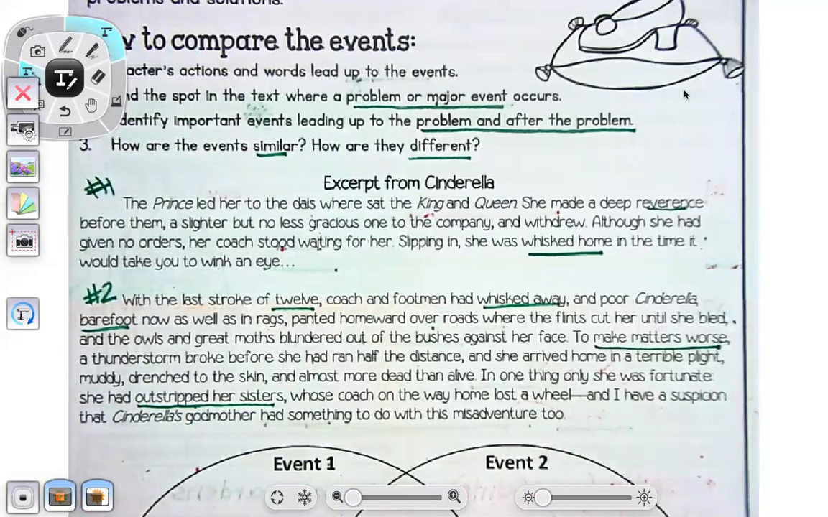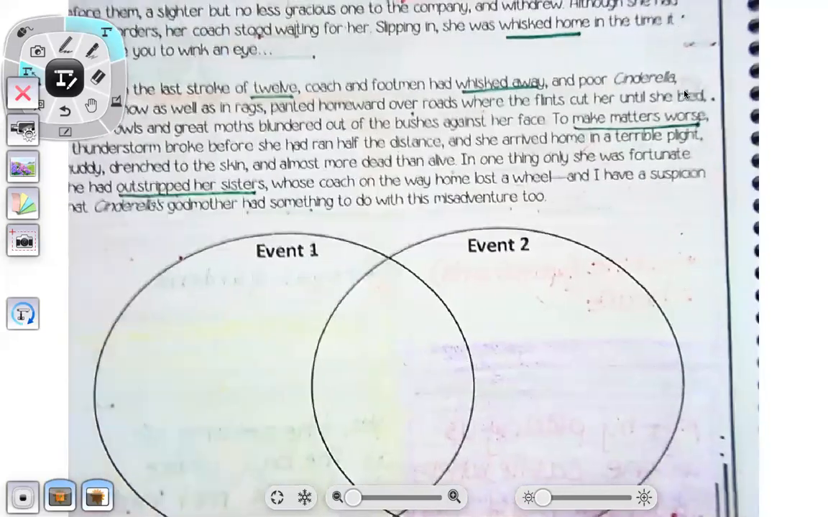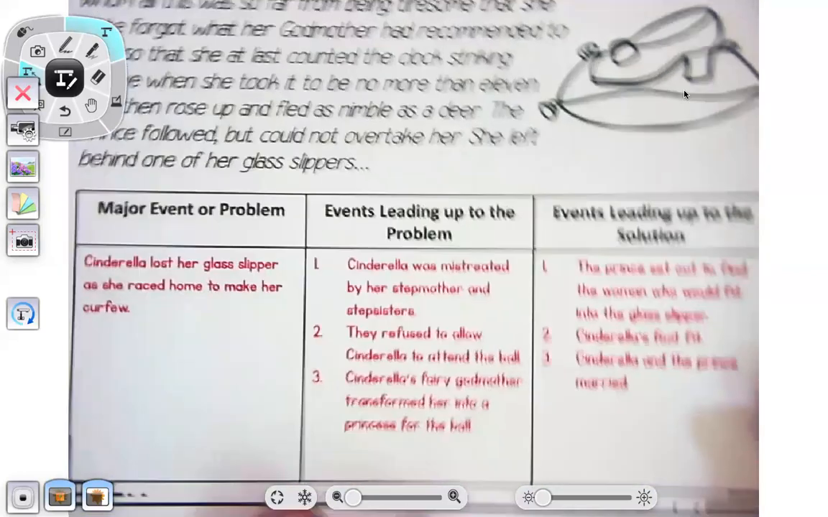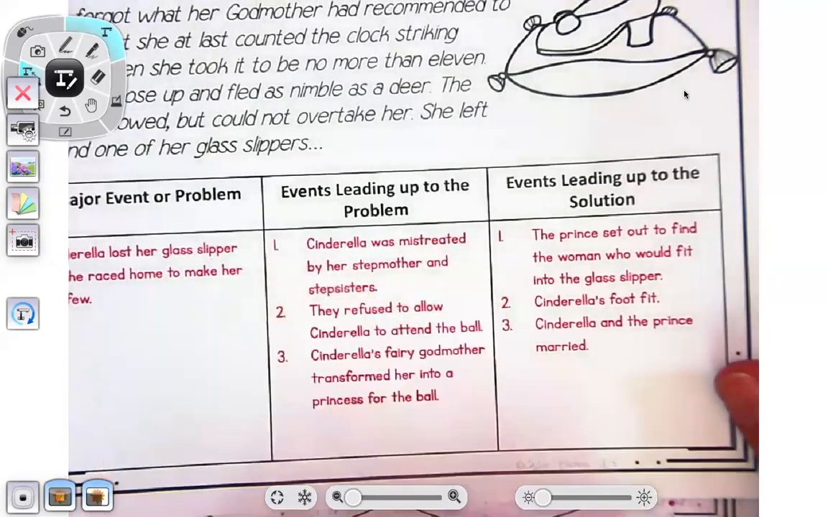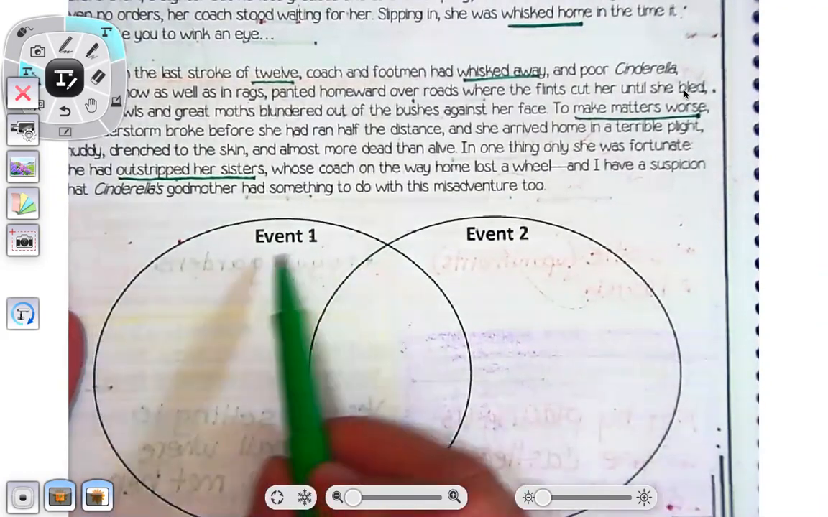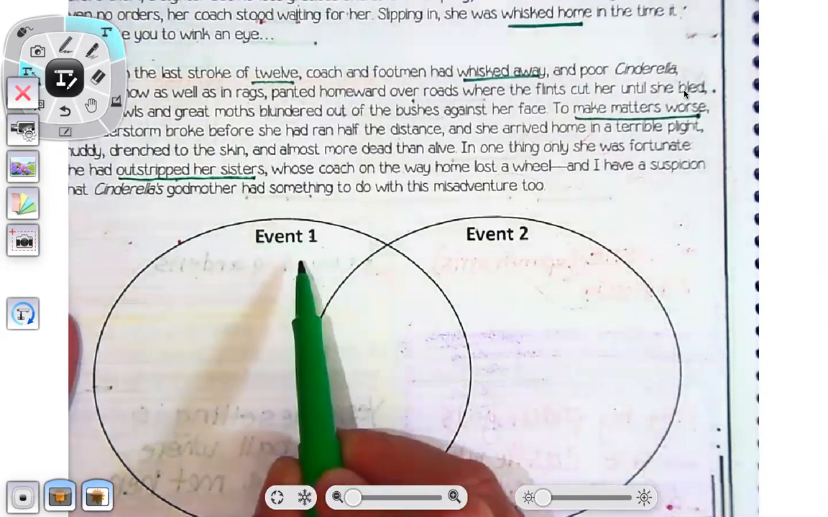Okay, so let's go down. We have a Venn diagram. And a lot of times you can have a Venn diagram. You can also have a chart to fill out. A chart would look similar to this. Yes, those are my answers. But it would be 3 columns. Or you can have a Venn diagram, either one to set it up. So we're going to be looking at events number 1.